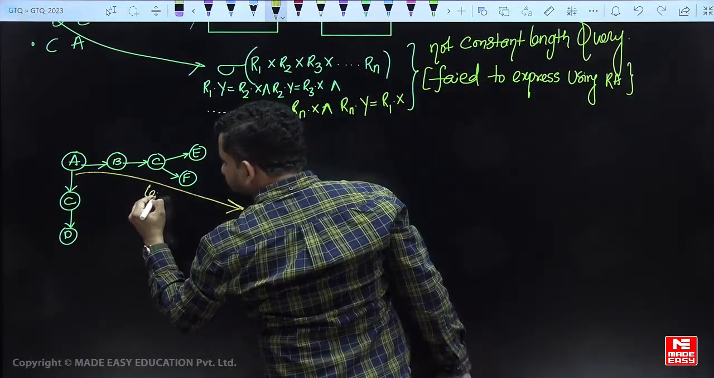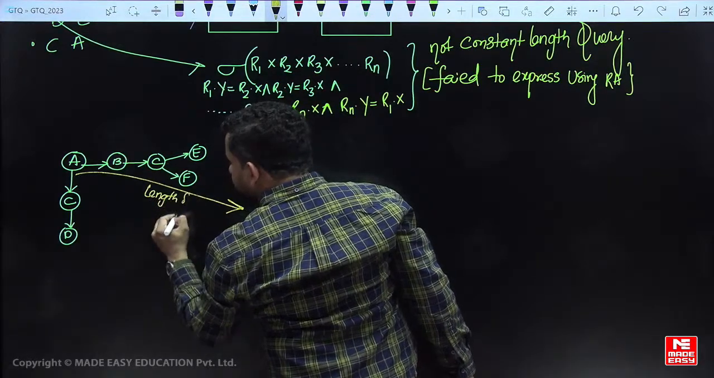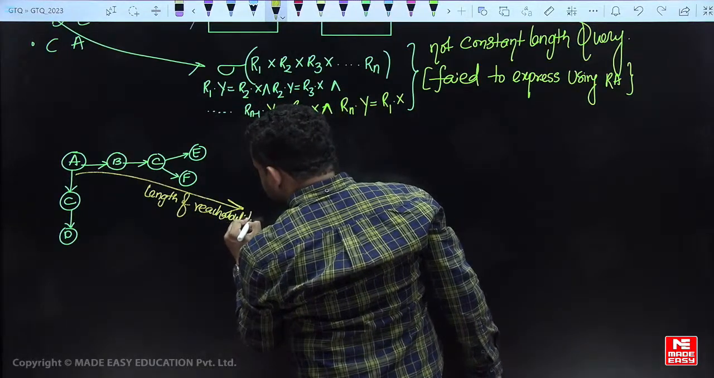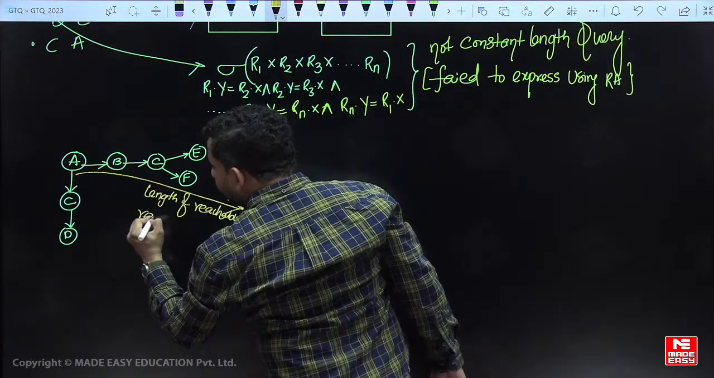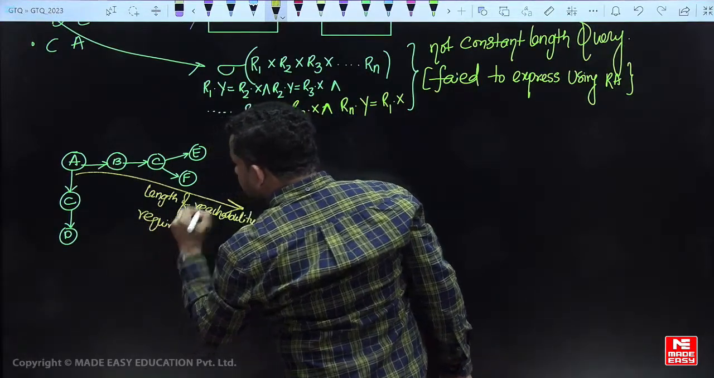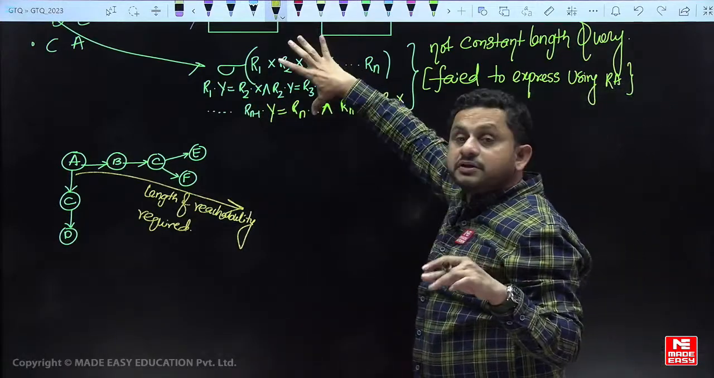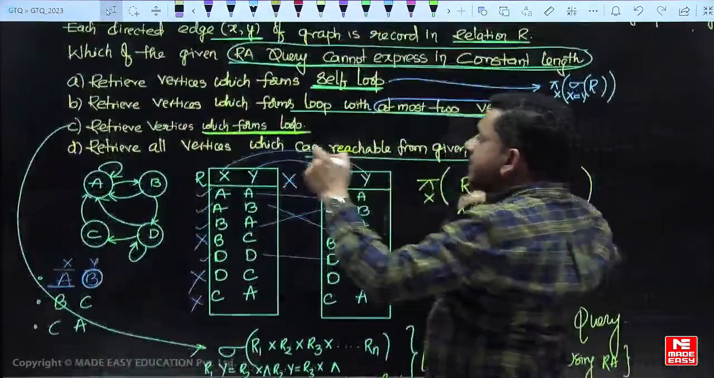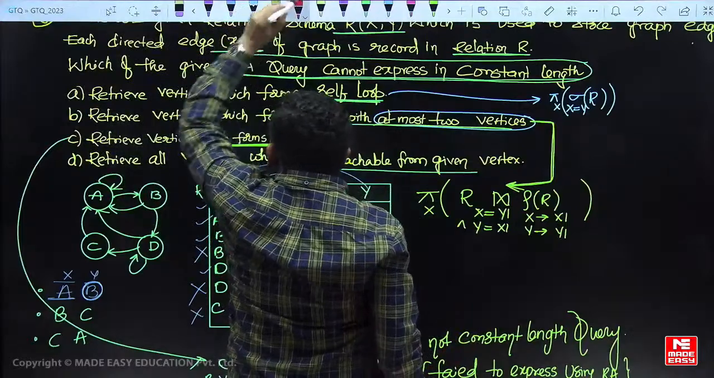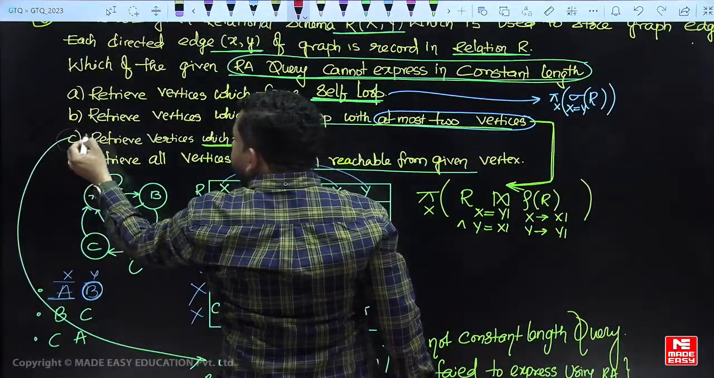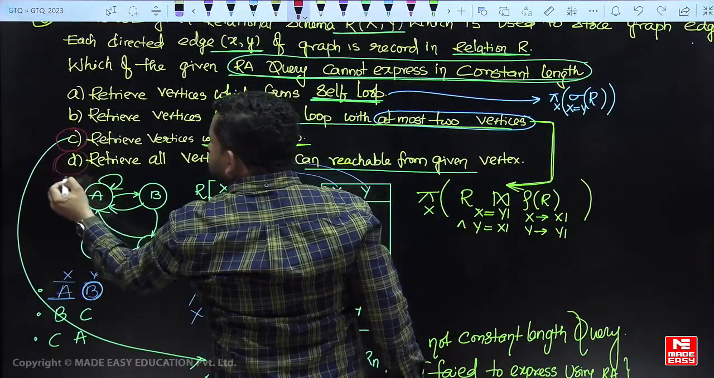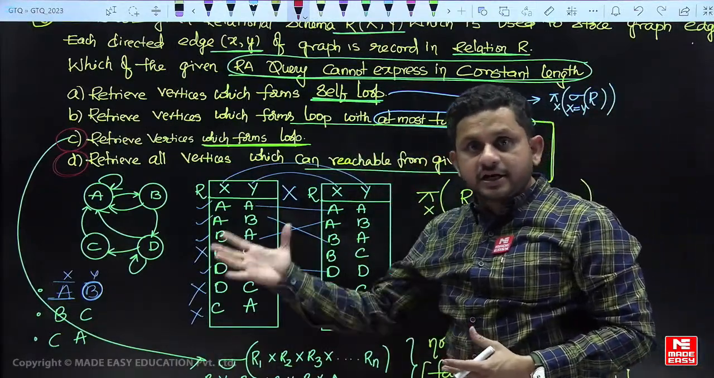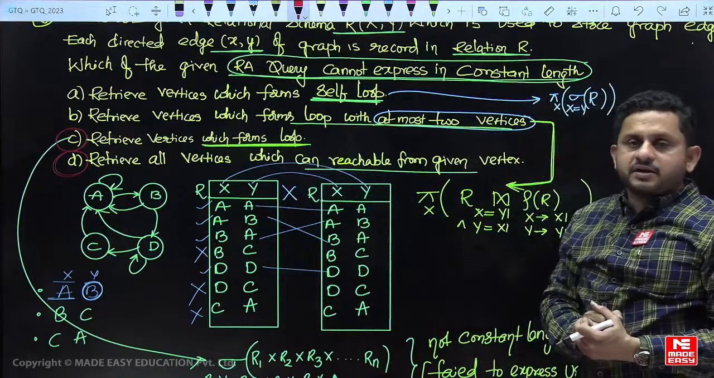So the length of reachability is required. This is the reason it is also not constant, similar to the third option. It is also a not constant length query. So the C and D: whenever the query needs the length to express, it fails to be expressed using relational algebra and also fails using relational calculus, either tuple relational calculus or domain relational calculus.